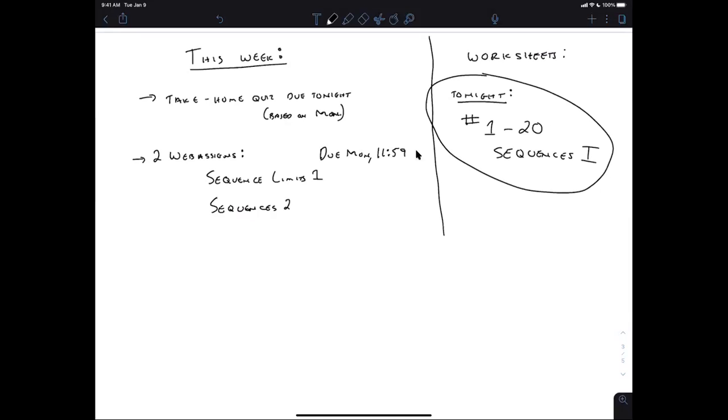All right, but anyway, to stay on top of where we are right now, take home quiz due tonight, and you should do the worksheet 1 through 20. Use the solutions to help you through it before tomorrow's lecture, and then just kind of between now and next Monday, be working on these. The second one's not up yet.